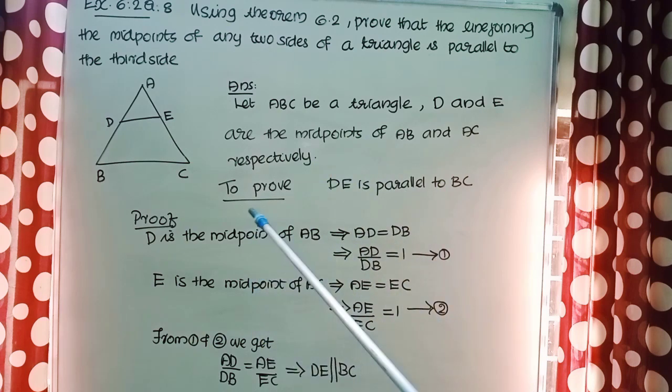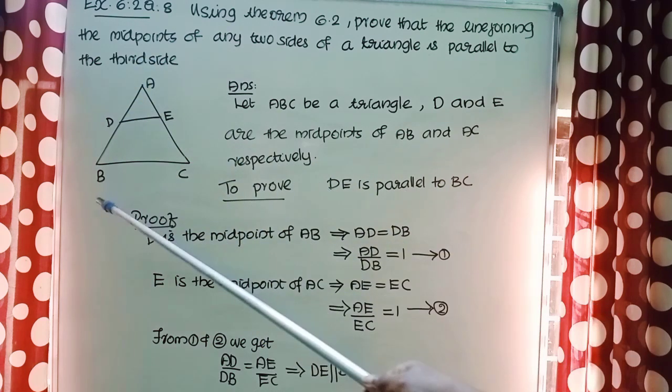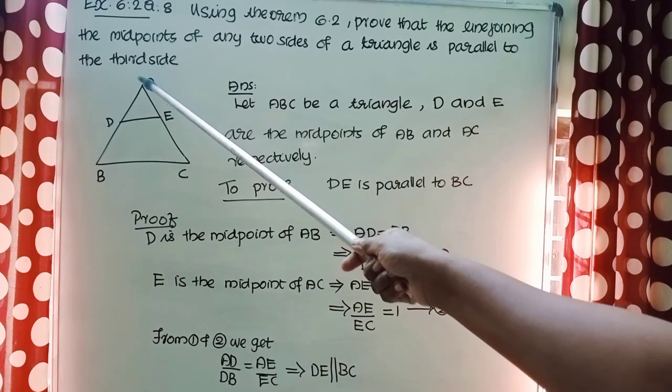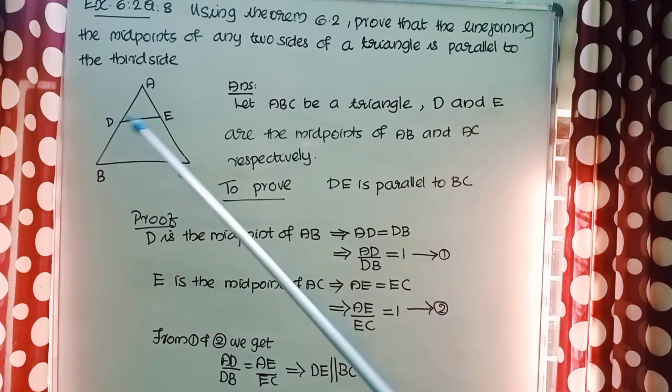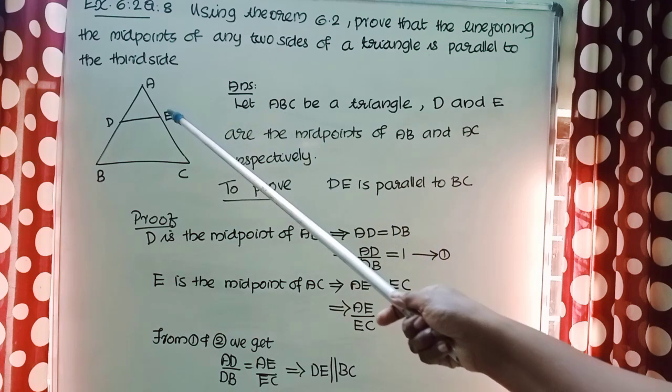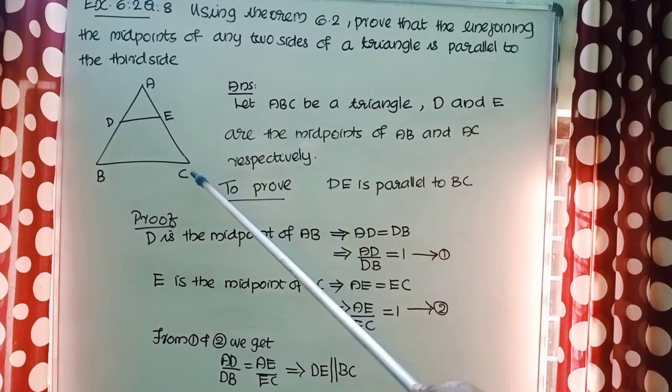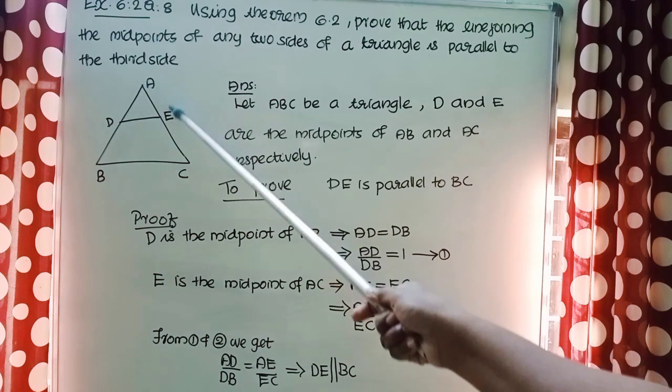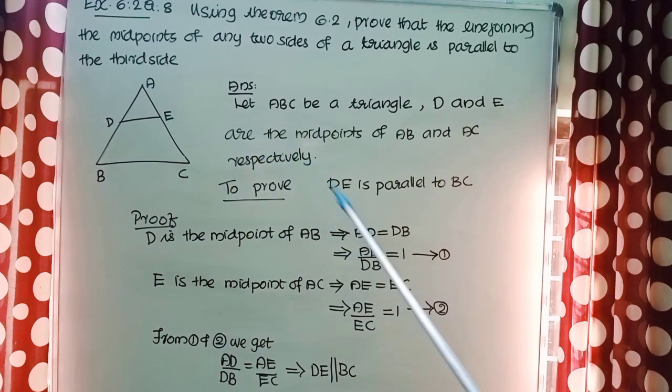Proof. D is the midpoint of AB. So we can say AD equal to DB. Taking DB to the left side, we can write AD by DB equal to 1. Keep it as equation number 1. Here E is the midpoint of AC. Therefore, AE equal to EC. Taking EC to the left side, we get AE by EC equal to 1.